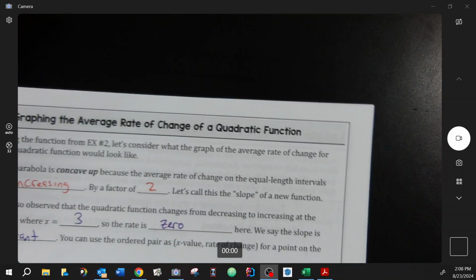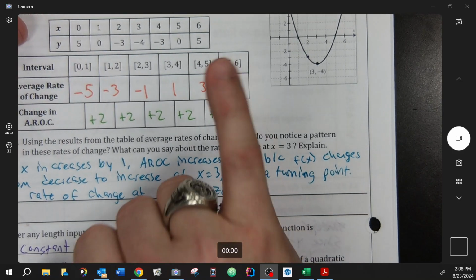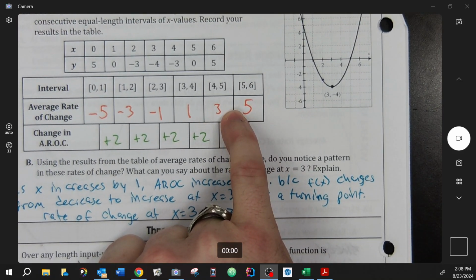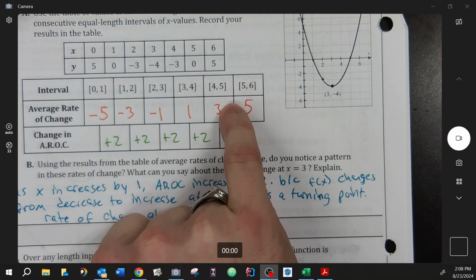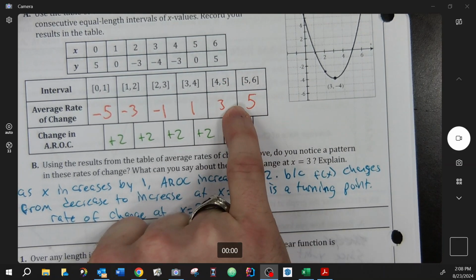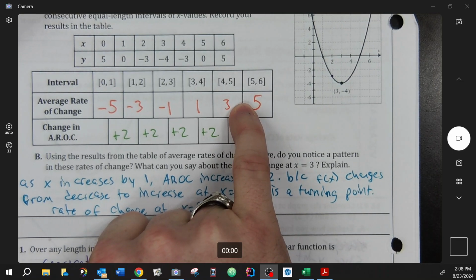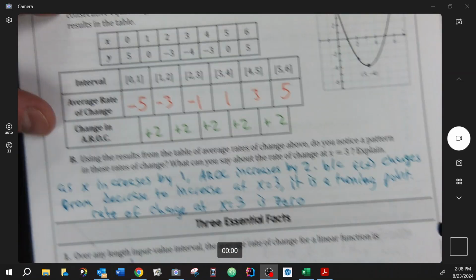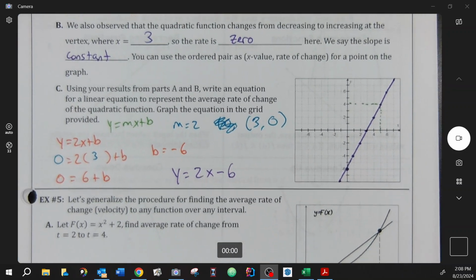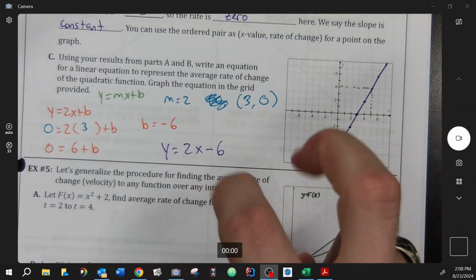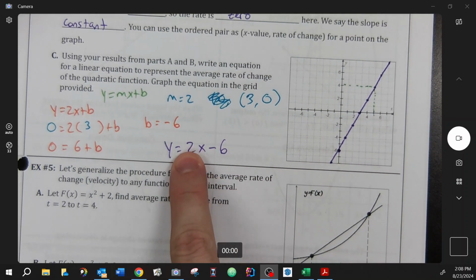Now flip it over. Oh, look, the average between this 3 and this 5. So the instantaneous rate of change at 5 would have been the average between these two average rates of change. Isn't that neat? So for this quadratic, if you wanted to know what its slope was at x equals 10, it would be 14.